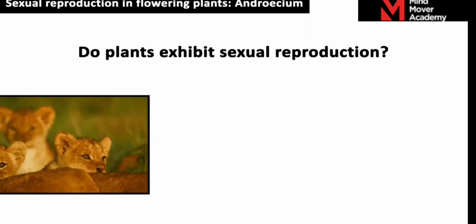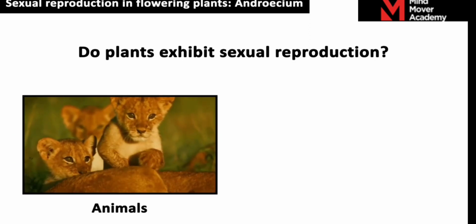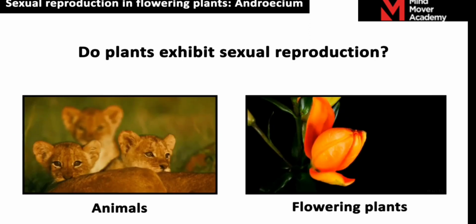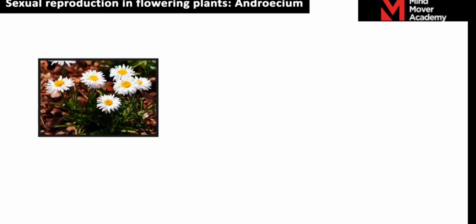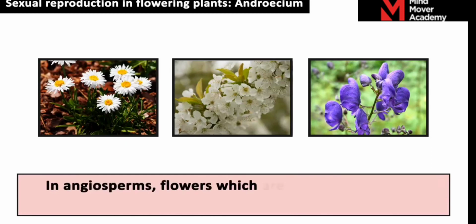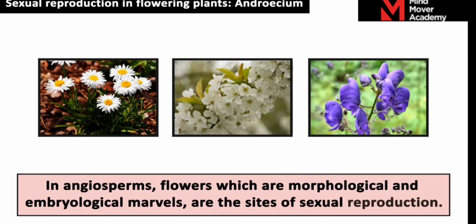We usually associate sexual reproduction with animals, but it is just as true for flowering plants, that is, angiosperms, as it is for animals. And in angiosperms, flowers, which are morphological and embryological marvels, are the sites of sexual reproduction.